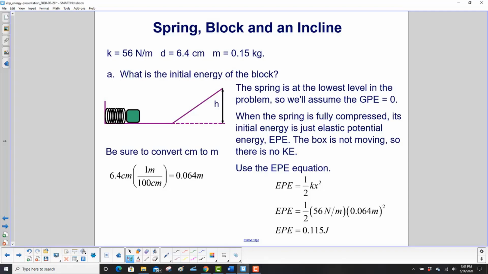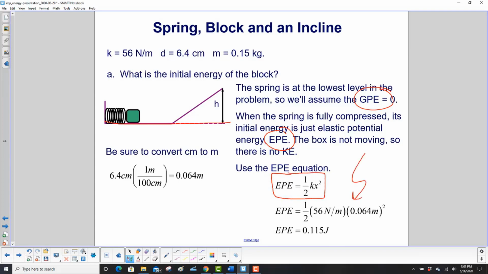What is the initial energy of the block? The spring is at the lowest level in the problem, so we'll assume the GPE is 0. We can set that. We're totally free to do that. When the spring is fully compressed, its initial energy is just elastic potential energy. The box is not moving, so there's no KE. So the initial energy is all EPE, which is 1/2 kx squared.